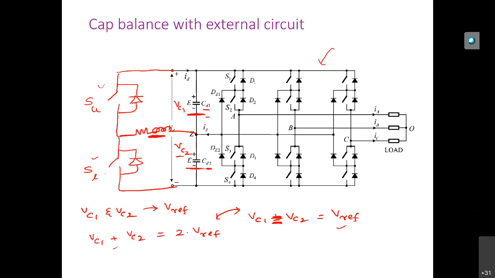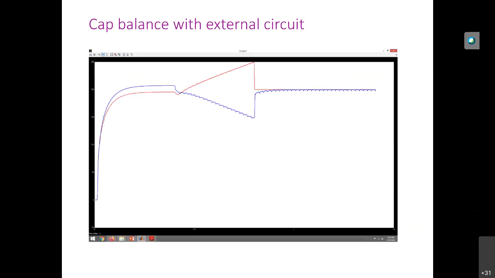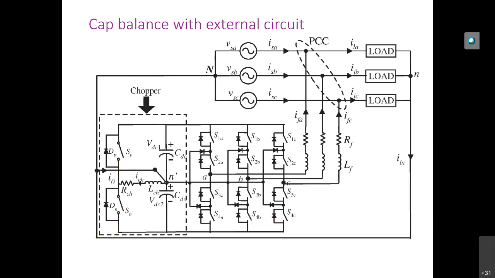So where is this kind of circuit actually used? This is what we discussed, right? Active power filter. This highlighted one is the external chopper circuit, and it is used to balance these two capacitor voltages. This is VDC1 and VDC2. Here RCH and LCH are the chopper resistance and inductance.